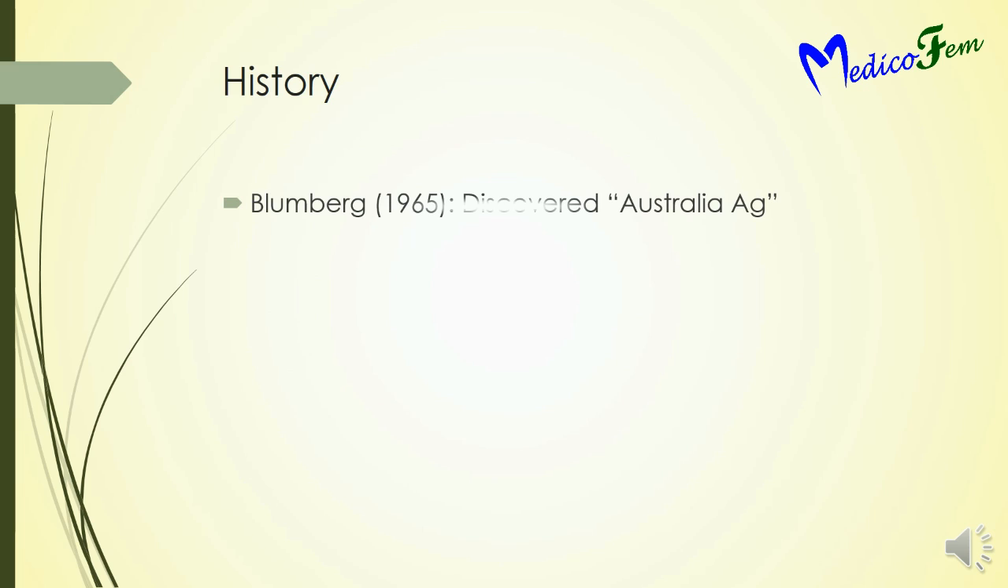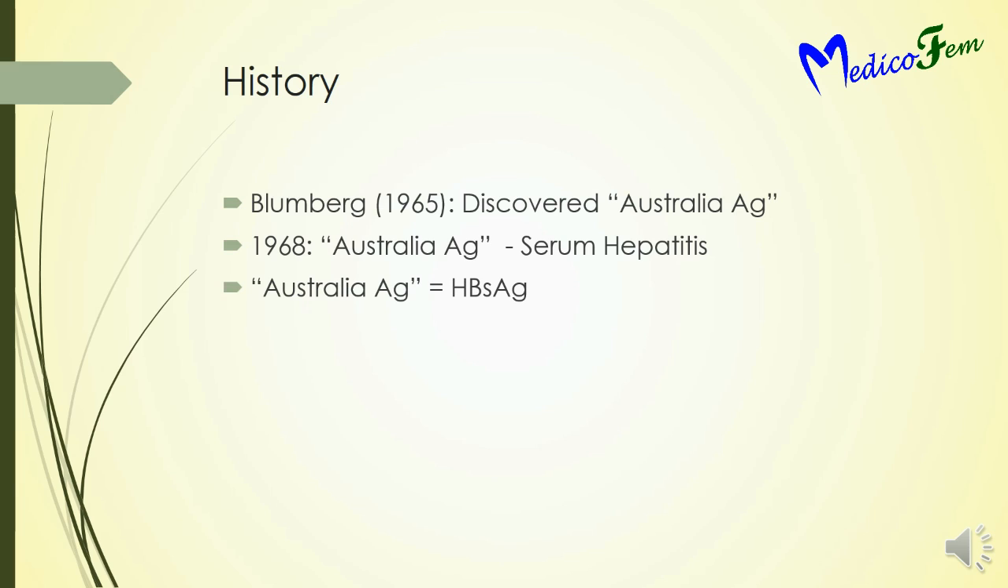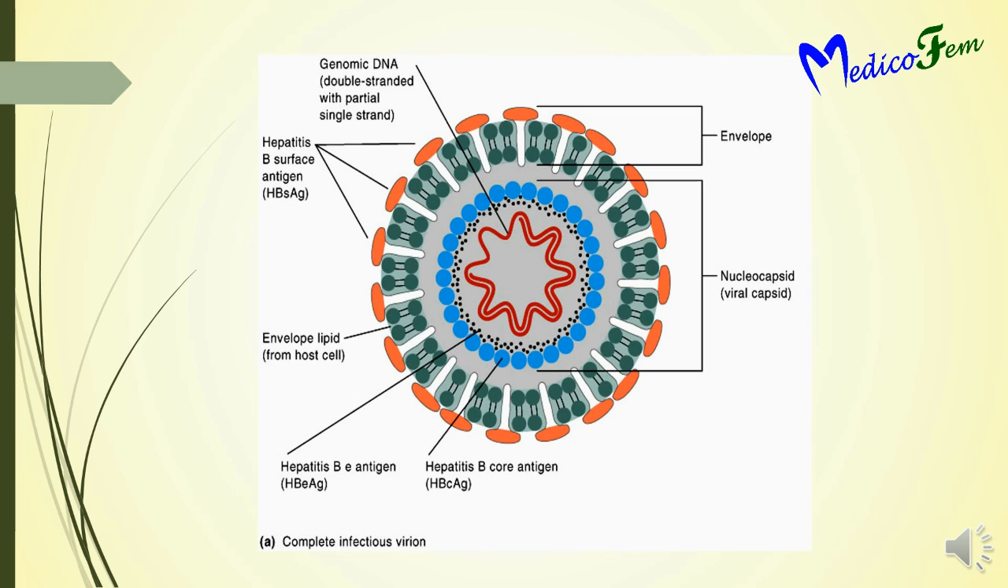History part. Blumberg in 1965 discovered the Australia antigen from an Australian patient, and in 1968 it was named the Australia antigen for serum hepatitis. The Australia antigen is now called hepatitis B surface antigen, HBsAg. The Dane particle was discovered in 1970 by Dane. This is the core antigen. This is the hepatitis E antigen.